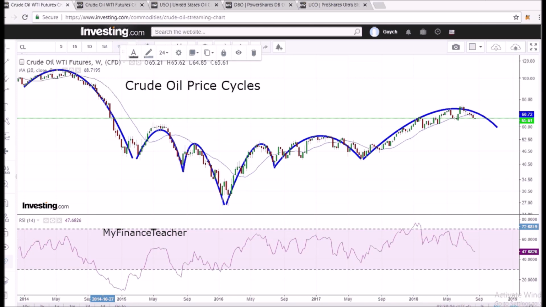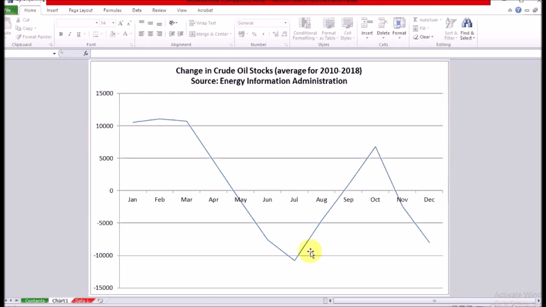Today I want to continue with something a little bit different. Rather than talking about the cycles themselves, I want to talk about crude oil price, of course, and I want to show you this chart. This is from the Energy Information Administration. This shows changes in crude oil stocks in the US in each month, averaged over the last 8 or 9 years, since 2010.